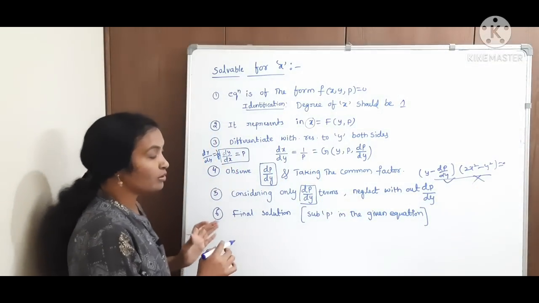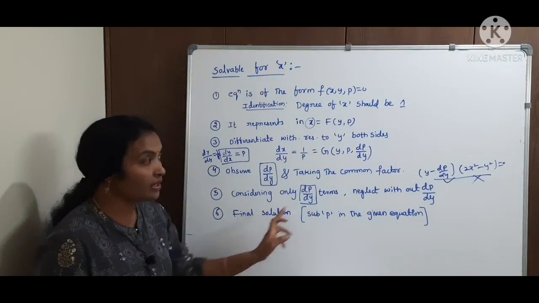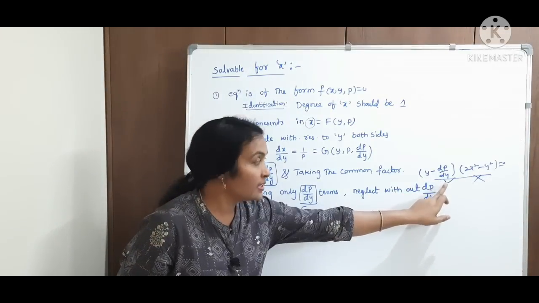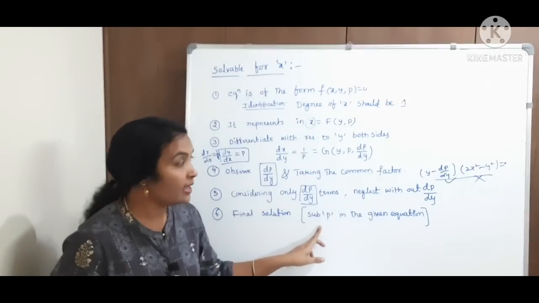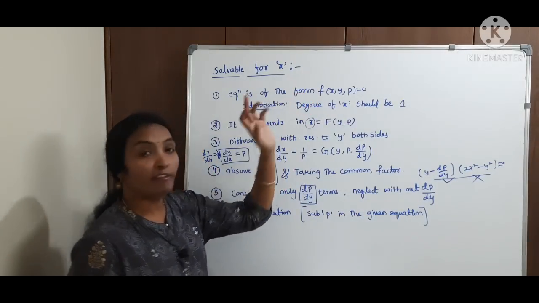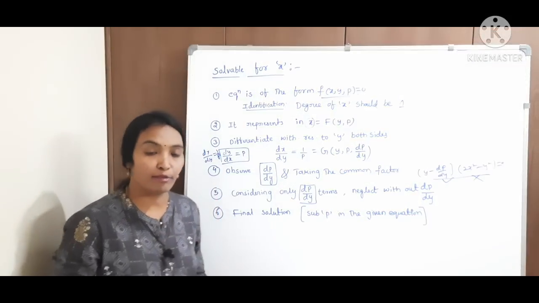Okay. Next, what is our final solution? After solving this, you will get some value. That value is nothing but p. Then put that p value in the given equation, then we'll get the final solution. Is it clear for all?